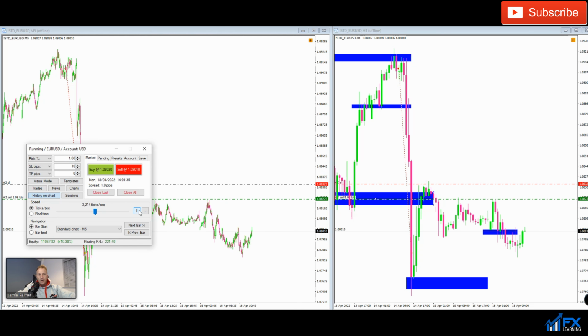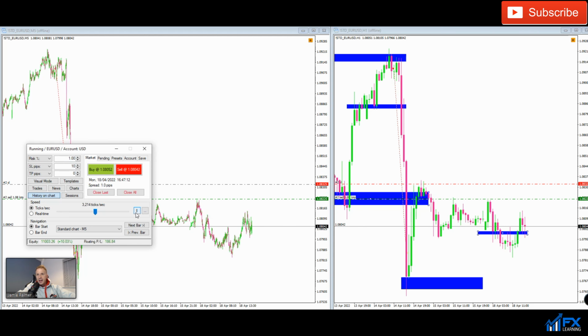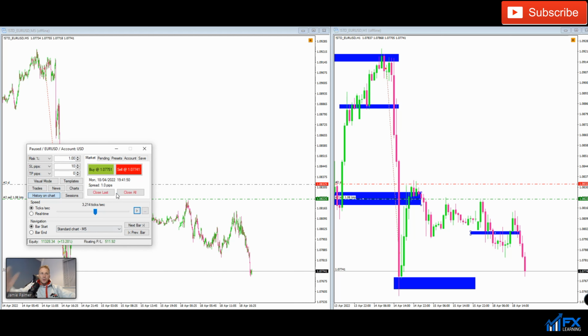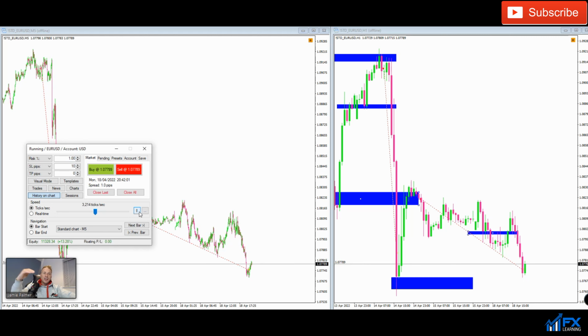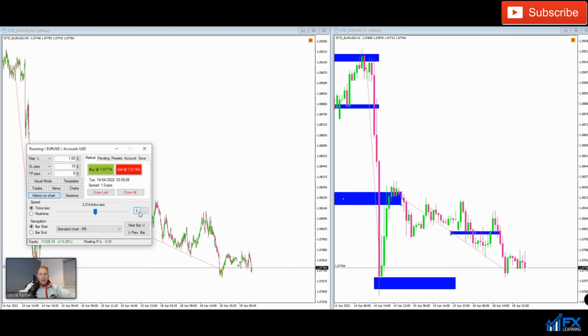Hopefully, we come down. Again, we've just broken structure. See how we've broken structure now? So I'm just going to wait for one more push down, and then I'm going to close the trade off. There we go. So close all. We made 13%. That's pretty much it. Okay, so we'll find a couple more trades and then we'll carry on here.